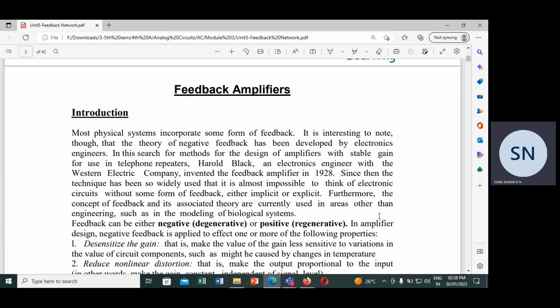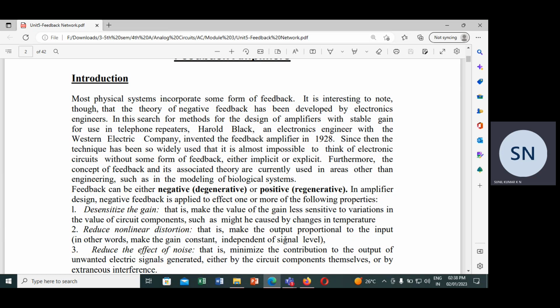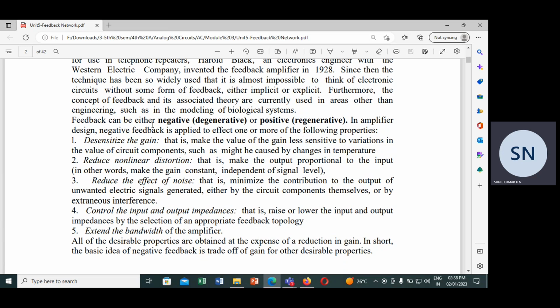So here also, for any system, you should have one feedback network. It can be either in the positive form or in the negative form. That is what we are going to see. The feedback can be negative, which is also called degenerative feedback. The other name for negative feedback is degenerative, and positive means regenerative. So positive means regeneration and negative means degeneration. Degeneration means it is going to reduce the output, whereas regeneration means it is going to increase the output. That is what regenerative as well as degenerative feedback means.